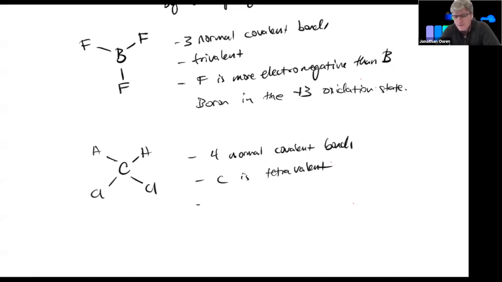Oxidation state is a formalism that says if carbon is more electronegative than hydrogen, you assign it a minus charge and the hydrogen gets a plus charge. And that's true. The electronegativities are such that carbon is in the 0 oxidation state.